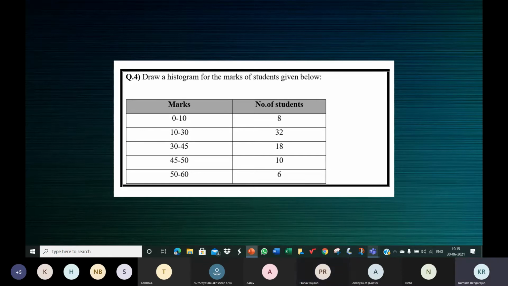No. This is a histogram, not a bar graph, and we don't make bar graphs for frequency distributions. Draw a histogram.